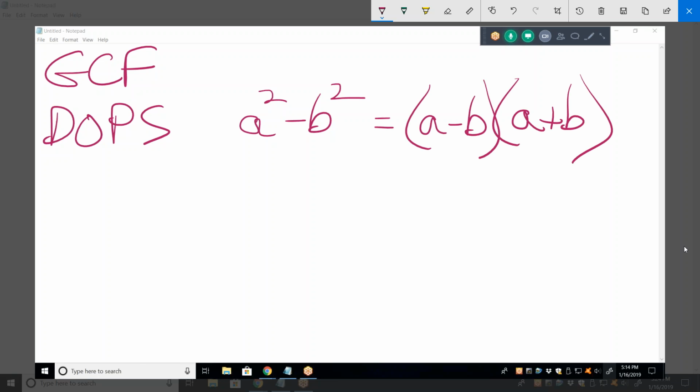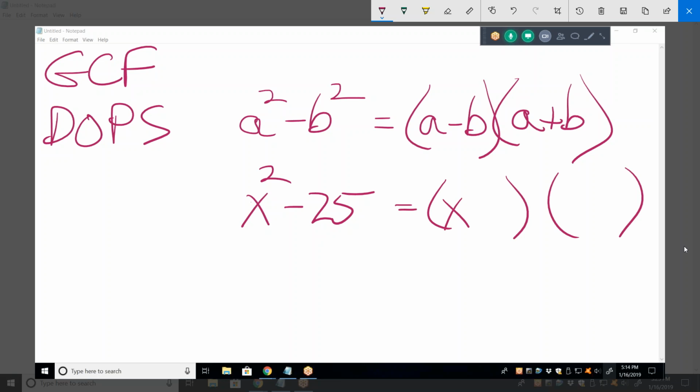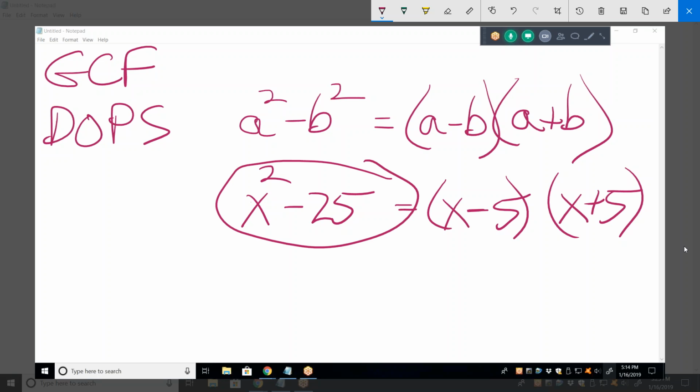An example would be x squared minus 25. You can factor that. It doesn't look like a normal quadratic because it doesn't have an x term. That actually makes it easier. How would that factor? x minus 5 and then x plus 5. So this is the second easiest thing to look for.